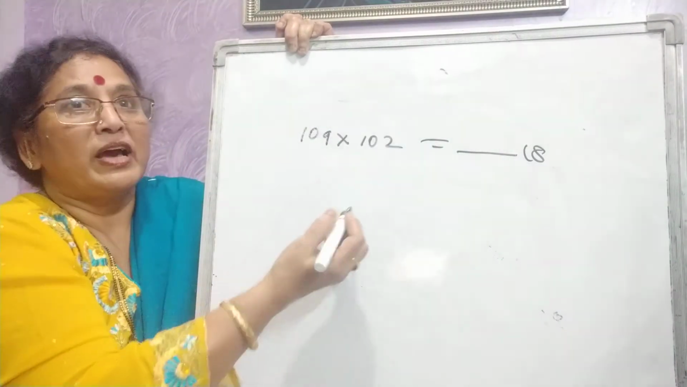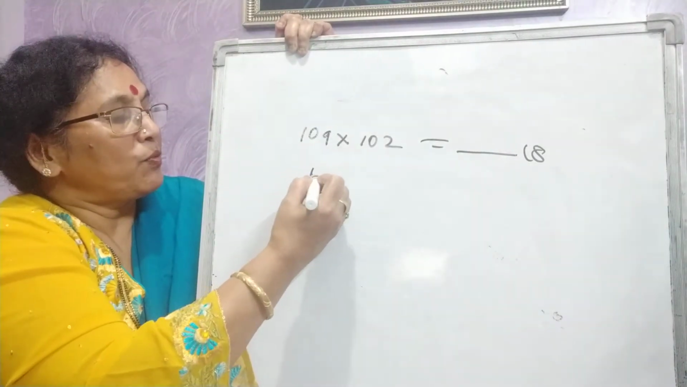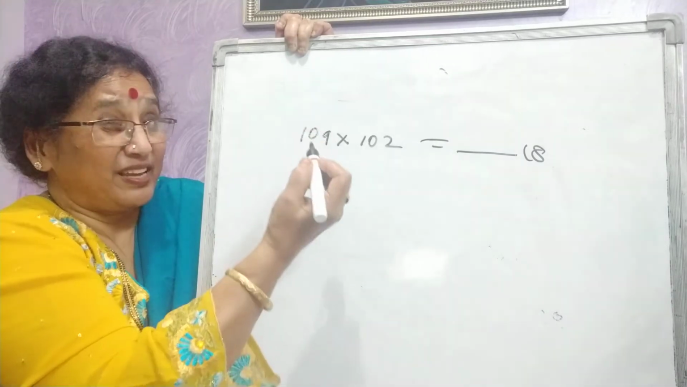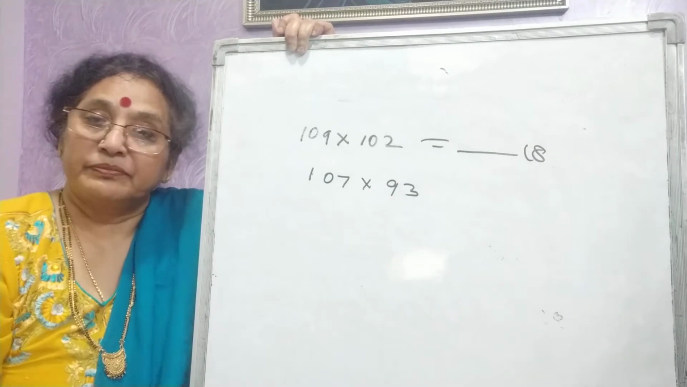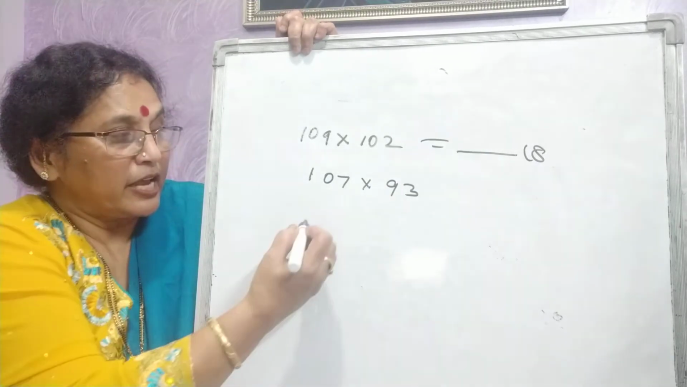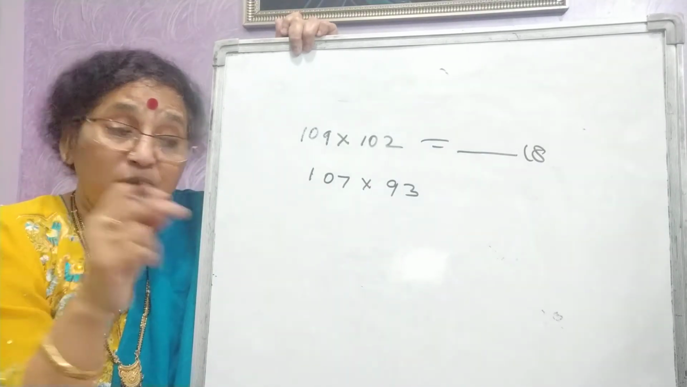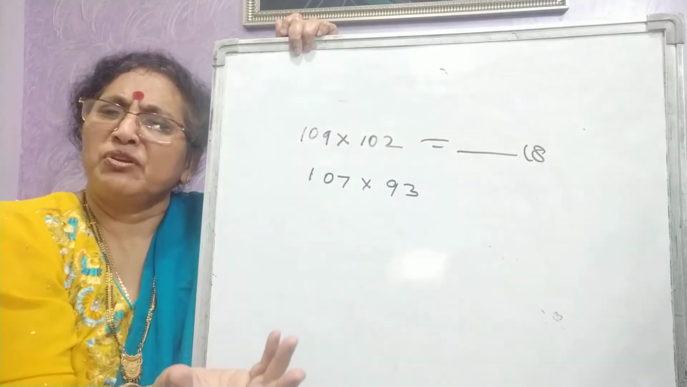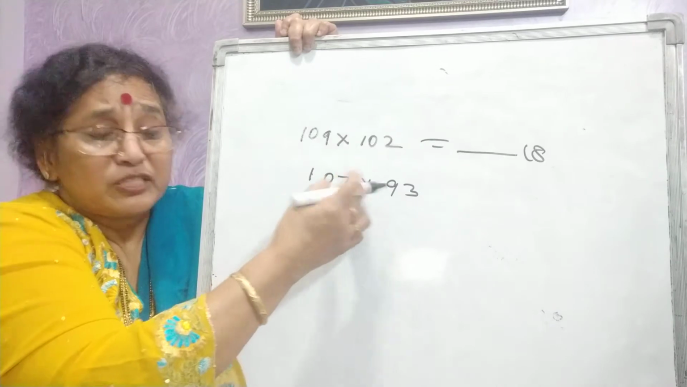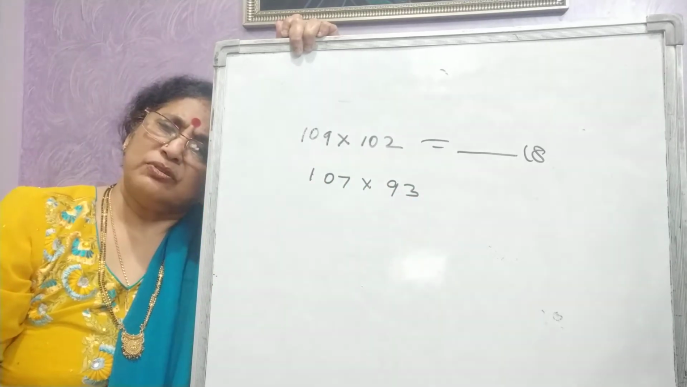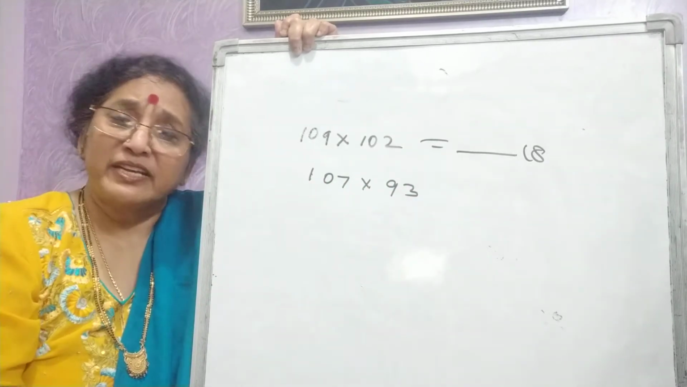Now suppose you have some number like, say, 107 and this is 93. Again you write. Again, my method you can do: 93 into 100 plus 7. So it is 9300 and 7 into 93, add it. That's also possible, maybe a little bit of difference, a few seconds difference.